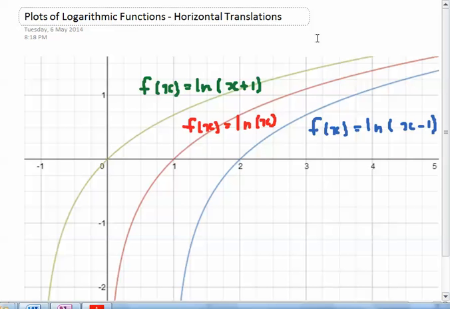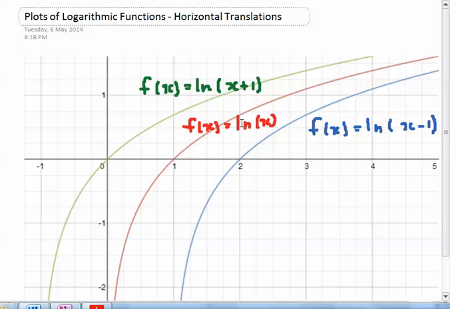Hello, in this clip we're looking at the natural log function, ln. We're going to be starting with the basic one, ln x, and translating it, reflecting it, and dilating it. And we'll finish in another clip, I think, with a couple of exercises. So let's have a look at ln x itself.